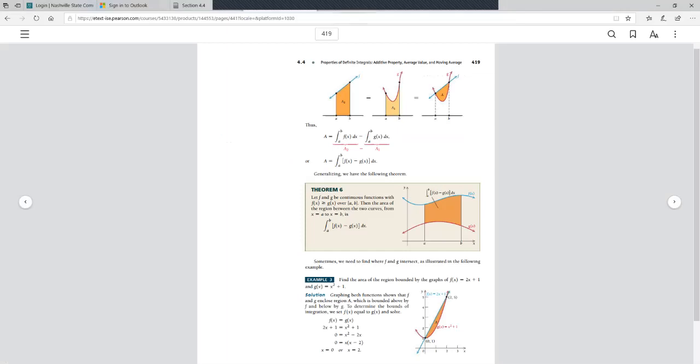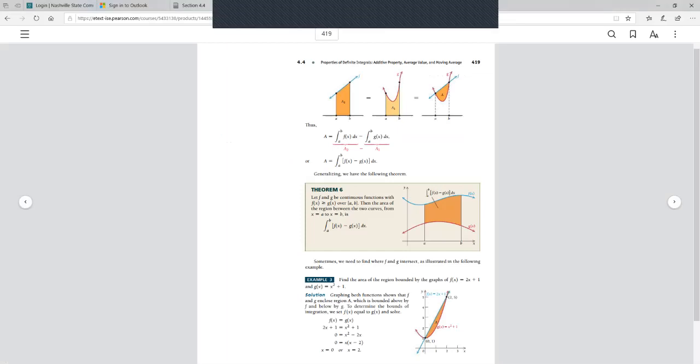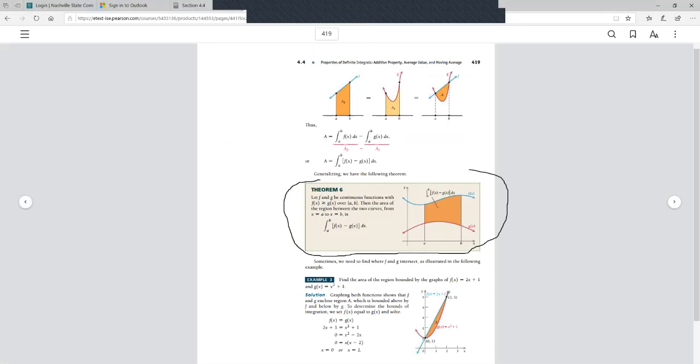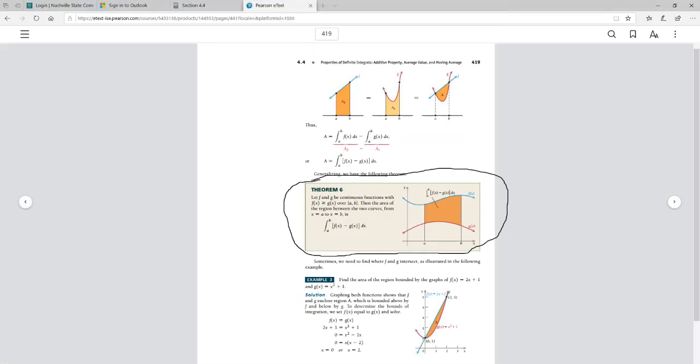Okay, let's take a look at Theorem 6. Theorem 6 says to let f and g be continuous functions where f of x is greater than g of x over a closed interval a, b. Notice that our interval is from a to b, and it says that f of x is greater than g of x. Well, notice that from a to b, f of x is indeed greater than g of x, right? Those y values are higher on f of x than they are for g of x.